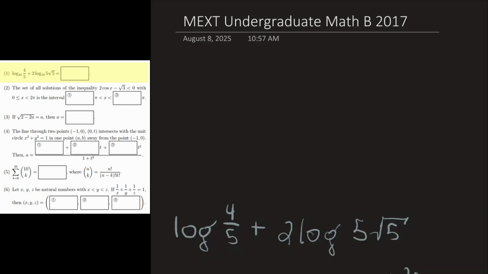So first is question 1, which says log base 10 of 4 over 5 plus 2 times log base 10 of 5 times the square root of 5 is equal to blank. So for this one, all you need to know are the simple log rules. So the log addition rule, subtraction rule, power rule, stuff like that. All we need to do is manipulate this equation a bit so that it becomes something we can easily analyze.